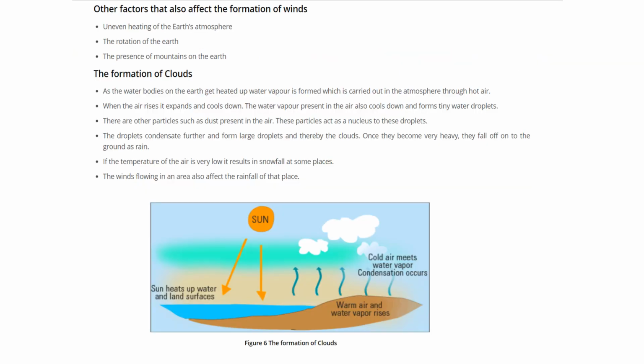Okay, so there are other factors that also affect the formation of the winds. Similar to the land breeze and the sea breeze, there are other factors like the uneven heating of the Earth's atmosphere, the rotation of the Earth, and the presence of mountains on the Earth that also affect the formation of the winds. Then coming to the next topic, the formation of the winds. So we'll be looking into a video where I'll be explaining about it. So you can take these points as your notes and you can understand better in the next slide.